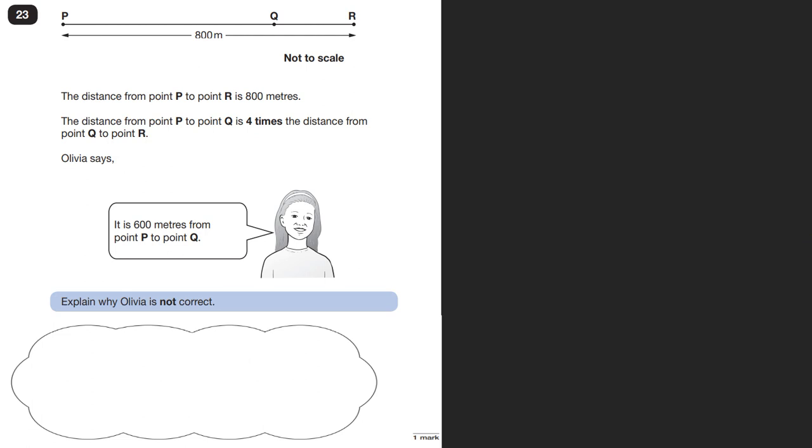Question number 23. P to R is 800 meters. The distance from P to R, 800, is given in the sentence. The distance from P to Q is 4 times the distance from Q to R. So if this is x, 4 times is 4x. You need to understand what the algebra says. 4x plus x equals 800. 4x plus x is 5x, and 5x is 800.